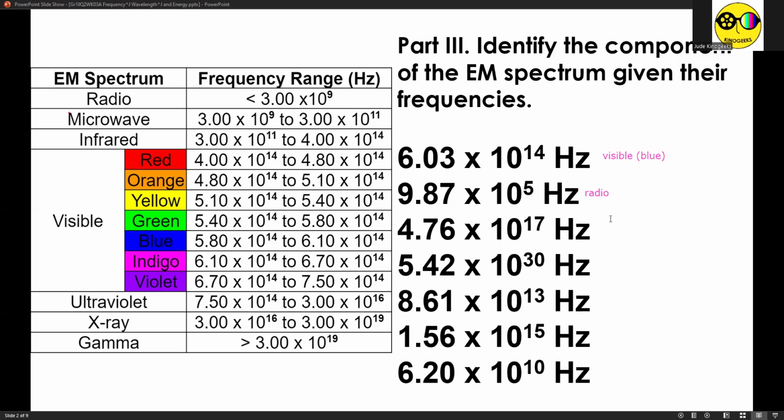Next, we have 4.76 times 10 raised to positive 17 hertz. So positive 17 again is not a direct exponent that is explicitly stated in the frequency range. But we know that the exponent 17 can be found in the range of exponents between 16 to 19, and that's X-ray.